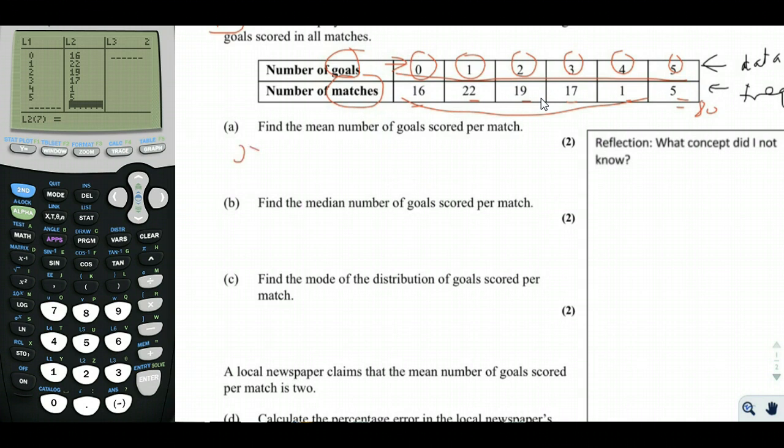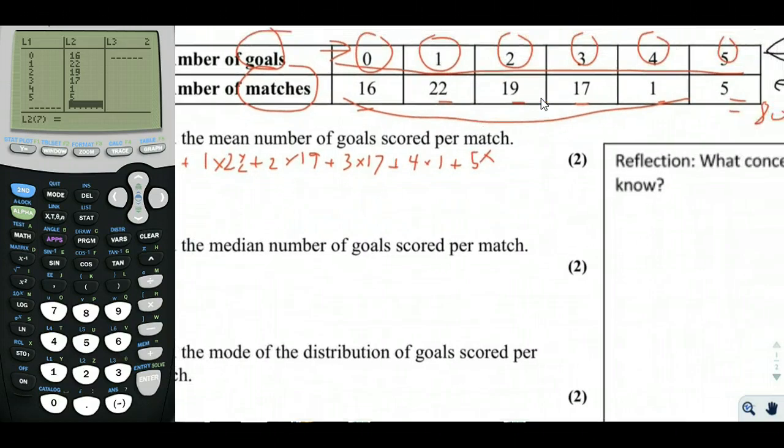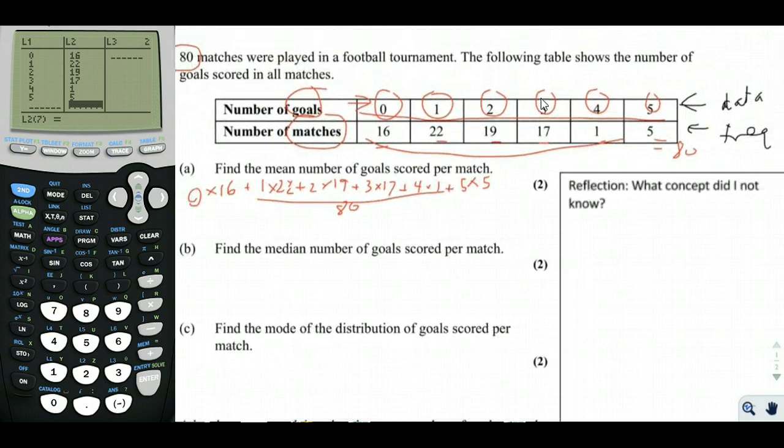I'll show you what that looks like. You put 0 times 16 plus 1 times 22 plus 2 times 19 plus 3 times 17 plus 4 times 1 plus 5 times 5. And then you divide all that by the total number of frequencies or matches.